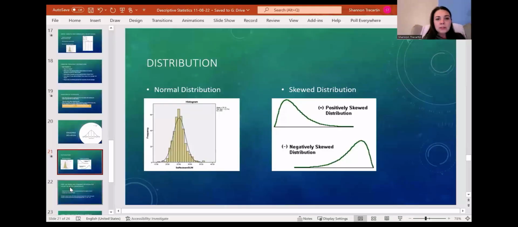And then the other thing we look at sometimes is the distribution. We talk about a normal curve, but I've mentioned a few times here, there's also the idea of skewness.